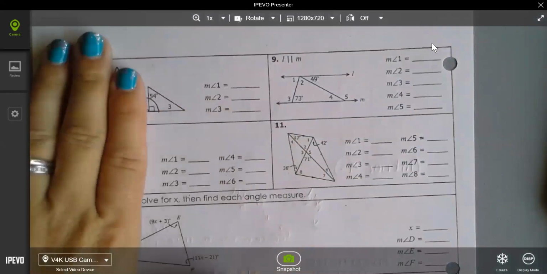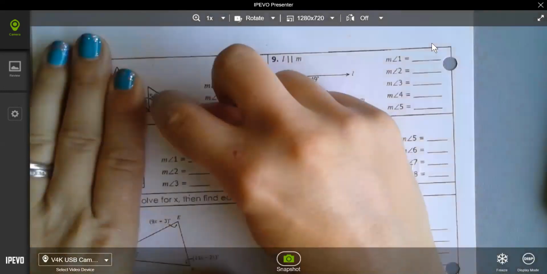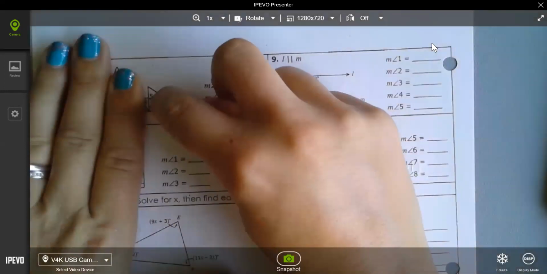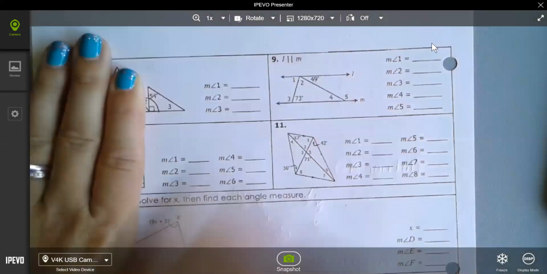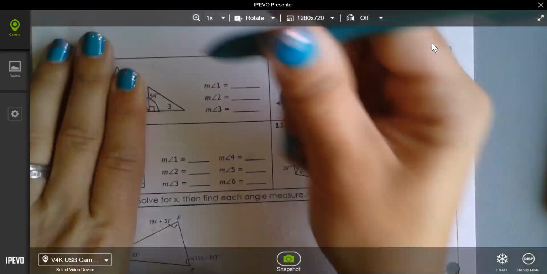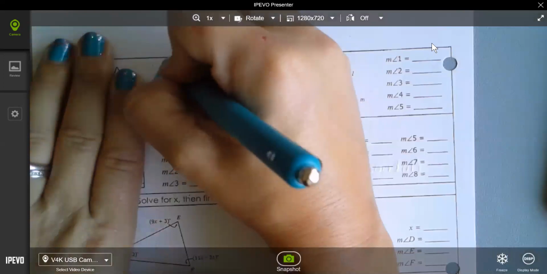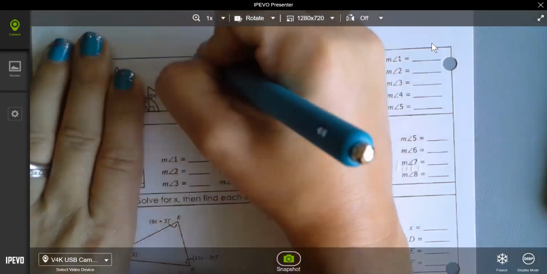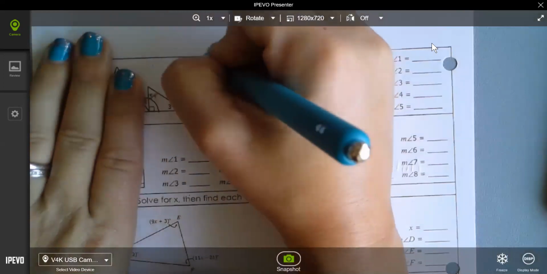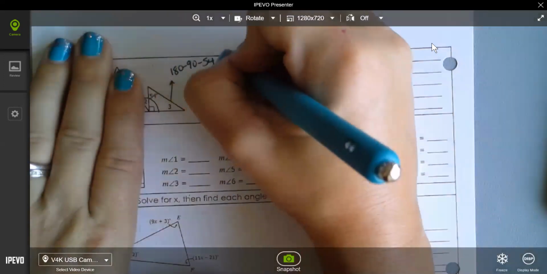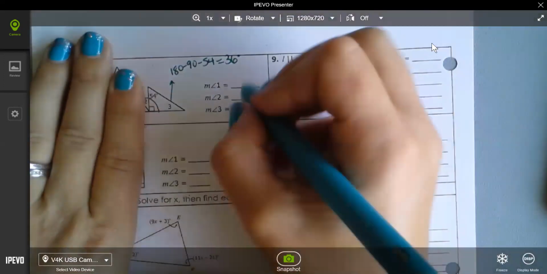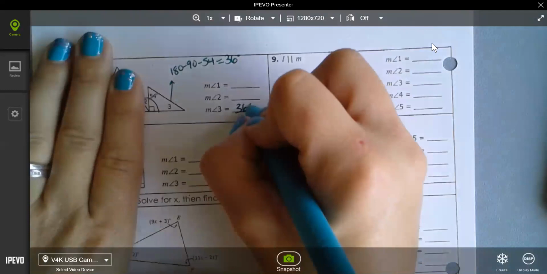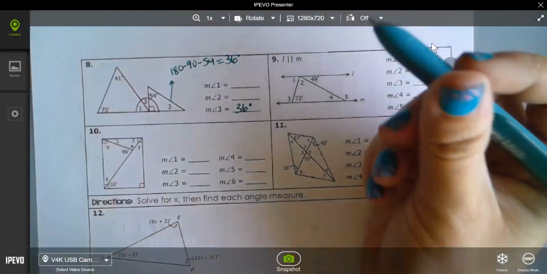Well, if I start with this triangle, I know 54 and I know 90, which means that I can find angle 3. So I'm going to do that. 180, subtract the 90, subtract the 54, and I'm left with 36 degrees. So angle 3 has to be 36.